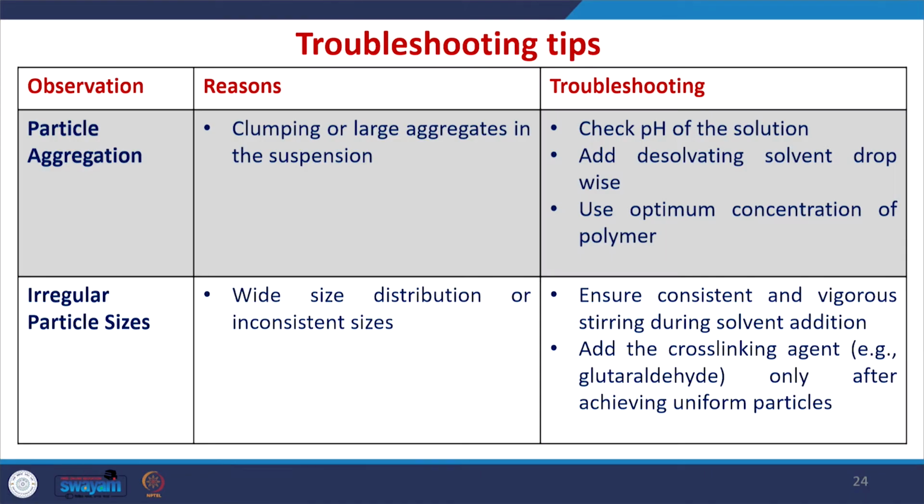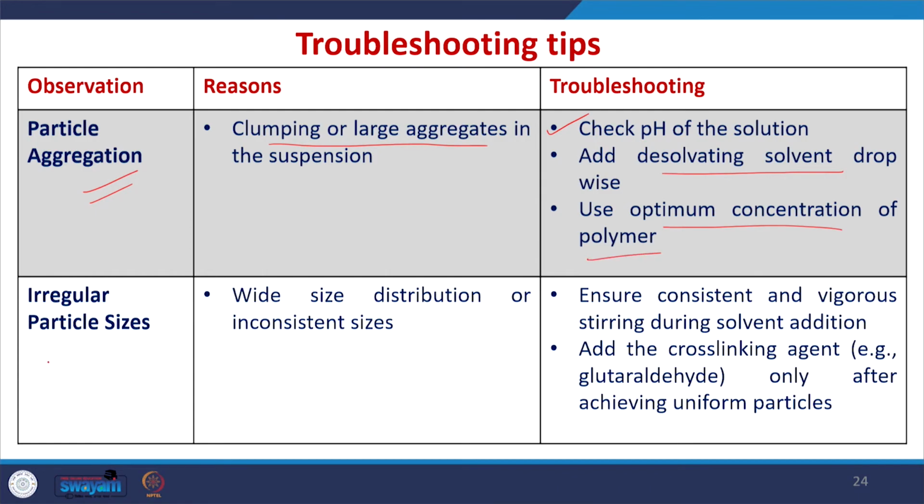Let us see some of the troubleshooting tips in synthesis of BSA nanoparticles. If you are observing particle aggregation, it may be due to clumping or large aggregates in the suspension. How to overcome that? You can check the pH of the solution, add desolvating agent dropwise, or you can use the optimum concentration of polymer.